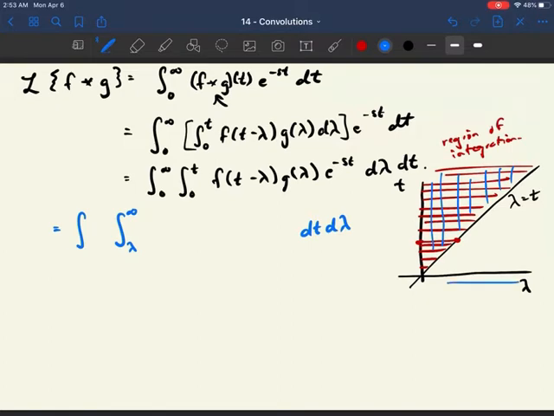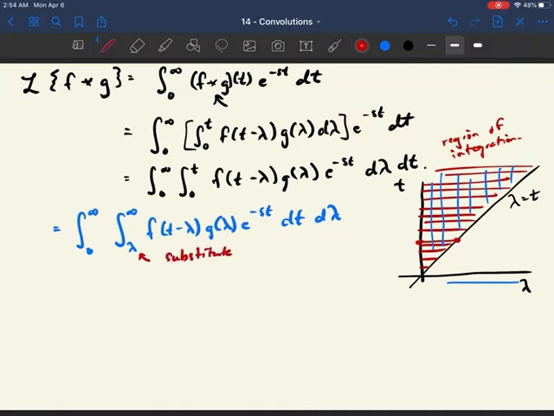So t now is always going to go from lambda on the low side to infinity on the top side. And lambda hits all of the values between 0 and infinity. Right, so we don't need to change any of the variables for this. This is still f of t minus lambda, g of lambda, e to the minus st, dt d lambda. Right, so let me move that a little bit closer. dt d lambda. All right, so now only one last trick to do.